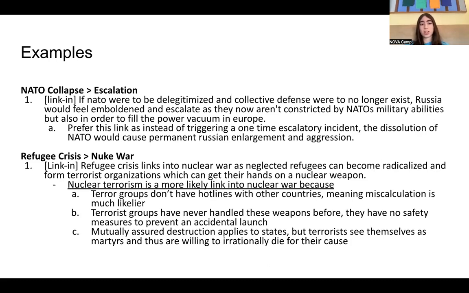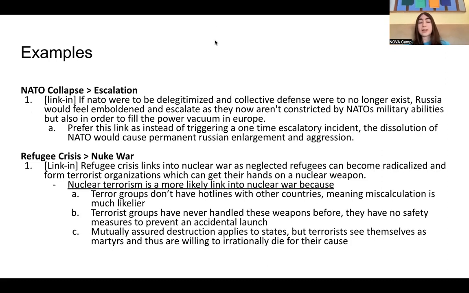If you are the side arguing NATO collapse, the link-in is that if NATO were to be delegitimized and collective defense were to no longer exist, which happens if NATO collapses, Russia would feel emboldened and escalate. A, they aren't constrained by NATO's military abilities, because if NATO doesn't exist, then there is no deterrence. But B, Russia now has a power vacuum to fill, because if NATO no longer exists, there is a power vacuum in Europe that Russia wants to fill, so they escalate. So this part, under the 1, is just the link-in itself. It's saying that when NATO collapse happens, it causes the bad escalation, right? But at best, when you just read this first part, all you're saying is that you have a way of causing escalation, but I also have a way that we're causing escalation through my argument.